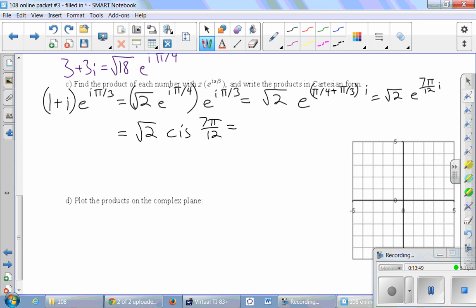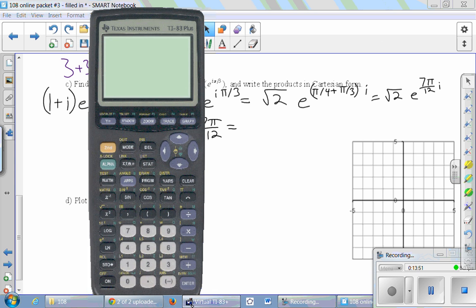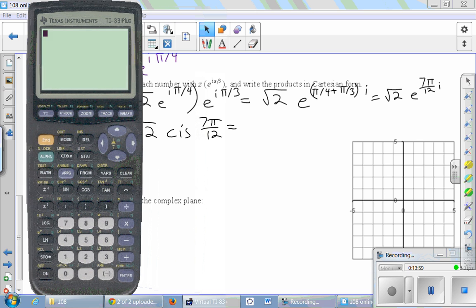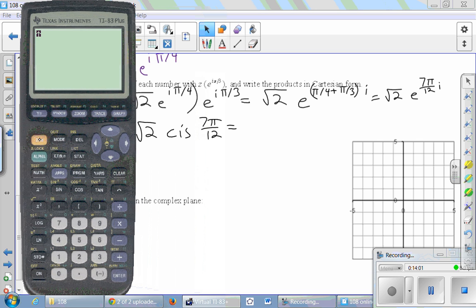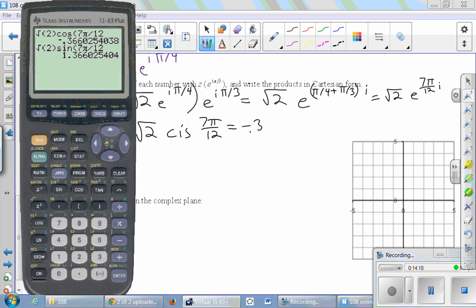And so here we'll let the calculator do some of the grunt work for us. Okay, so we're doing root 2 on the outside times cosine of 7 pi over 12. And then the same thing, but sine. Okay, so those are our two numbers, negative 0.366 plus 1.366i.